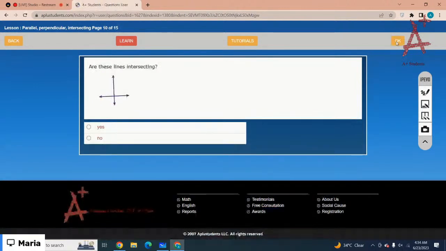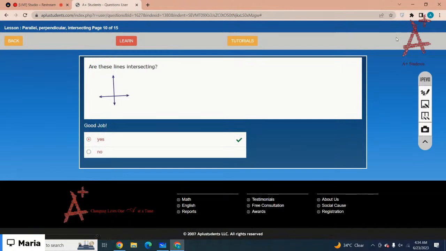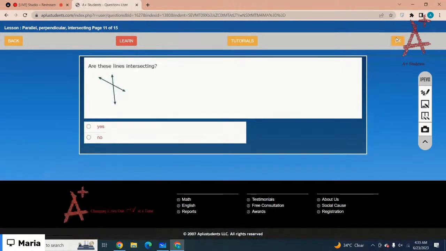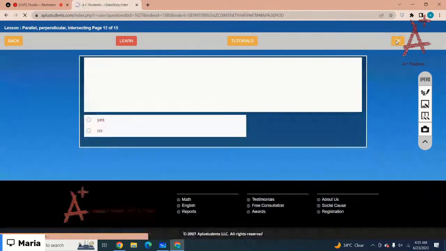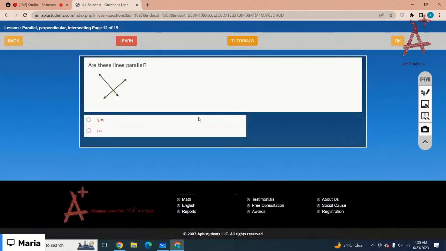Are these lines intersecting? Yes, they are intersecting. They meet at a point, so they are intersecting. Are these lines intersecting? Yes, they are intersecting. Got it? They meet at a point, so they are intersecting. Are these lines parallel? No, they are intersecting lines, not parallel.